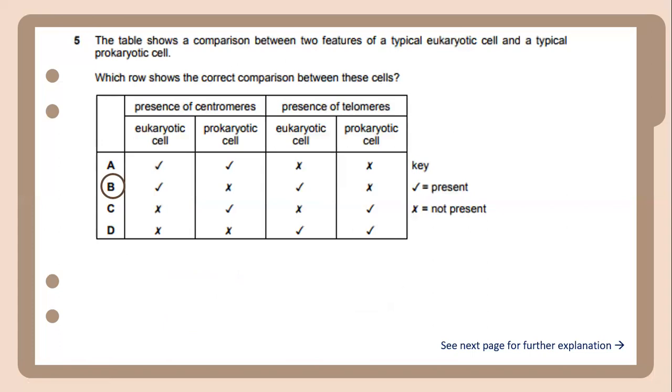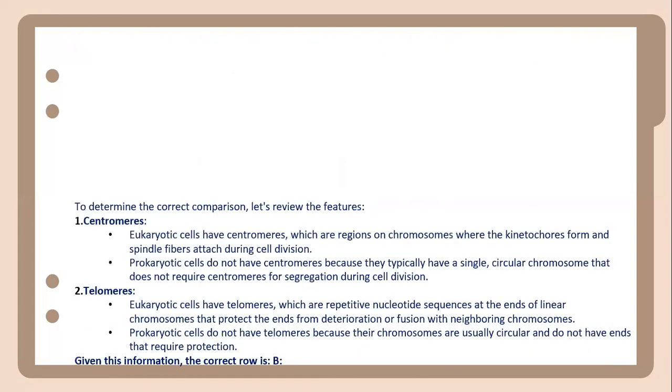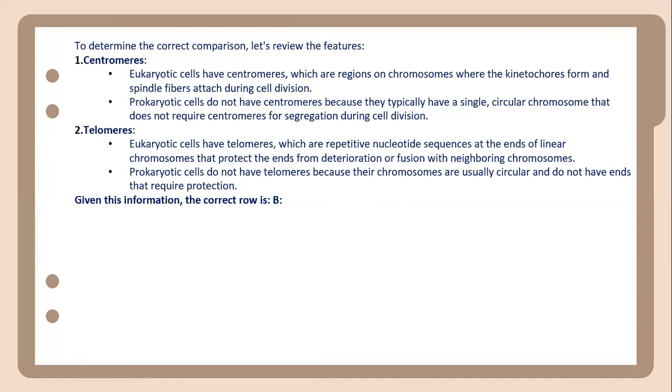The table shows a comparison between a typical eukaryotic cell and a typical prokaryotic cell. Which row shows the correct comparison between these cells? Let's look at the next page for further explanation. To determine the correct comparison, let's review the features.